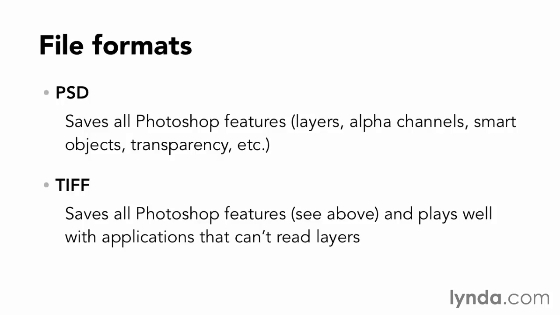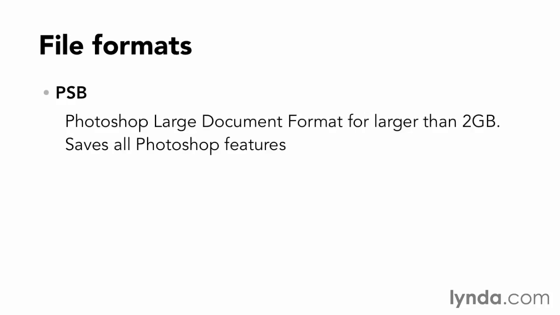If you're saving really large files, Photoshop will automatically default to the large document format. This large document format supports documents up to 300,000 pixels in either dimension, either height or width, and all of the Photoshop features are supported. So if the file is larger than 2 gigs and you try to save it as a PSD file, then Photoshop will automatically change the default format to PSB.